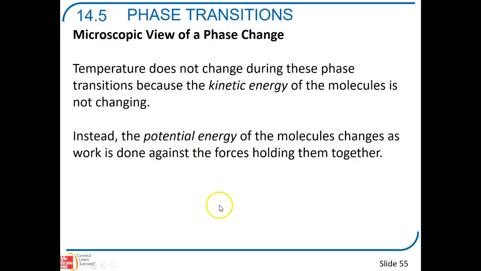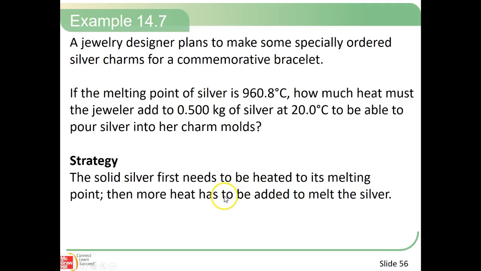Temperature doesn't change during these transitions because the kinetic energy of the molecules is not changing. Instead, your potential energy changes as work is done against those forces holding them together. So we're just trying to separate the forces. We're not giving them any more kinetic energy. We're just trying to give more potential energy. You can think of it as stretching a rubber band and pulling that rubber band until it's really tight. Then when it breaks, that's when you end up with the kinetic energy. But you've got to stretch the rubber band before it breaks, and that way you have that potential energy. That's kind of the best way to think about it.